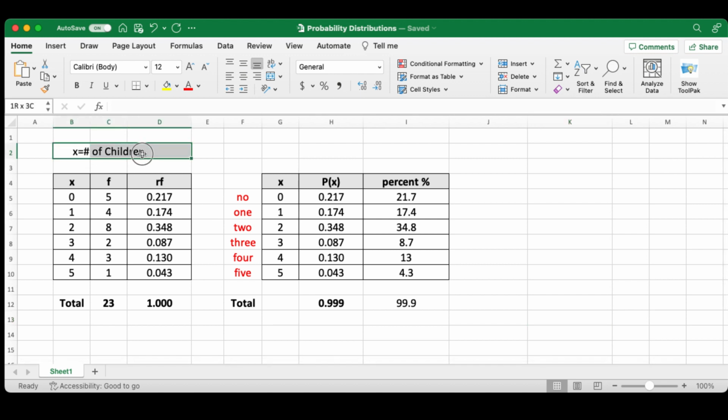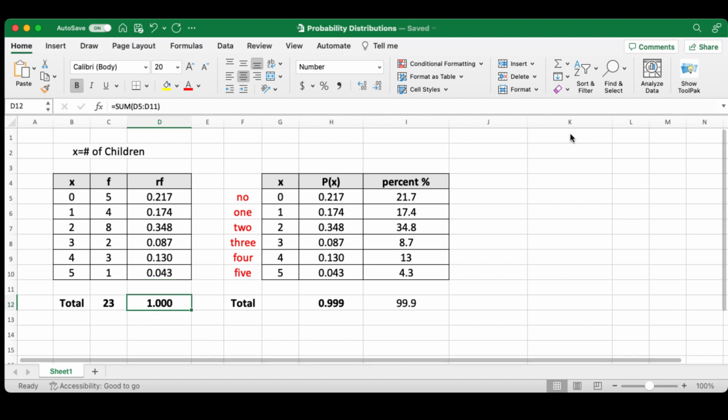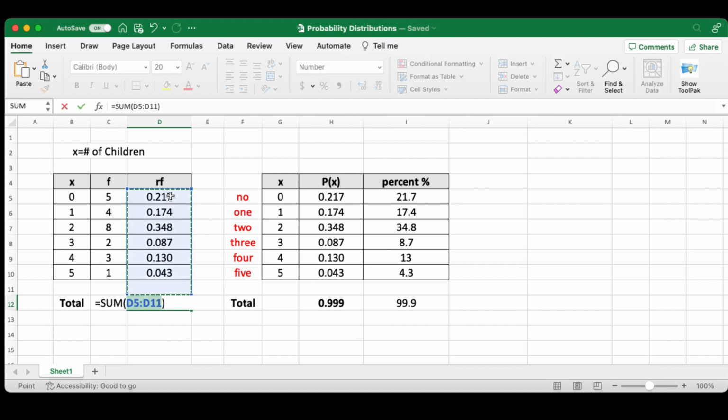So in Microsoft Excel, X, the random variable, is the number of children. These are all the responses, right? Some people said 0, some people said 1, 2, 3, 4, and in this example, 5. And we got the frequency values. We computed the relative frequencies. This is the stuff we did in day 1, if you guys remember. And there's something bothering me here. I'm going to do this again.